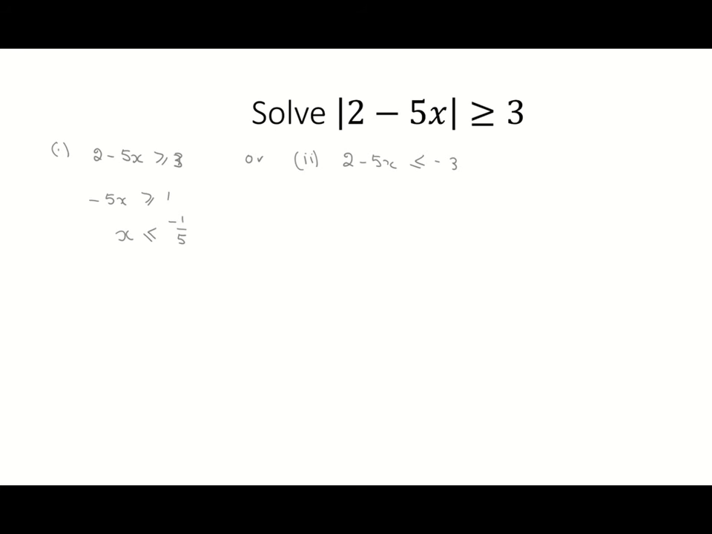And on the other part of the problem, we've got that negative 5x is less than or equal to negative 5 by subtracting 2 from each side. And again, we're dividing by a negative number, so we reverse the symbol. x is greater than or equal to 1. So there are our two parts of our answers. So x is less than or equal to negative a fifth, or x is greater than or equal to 1.